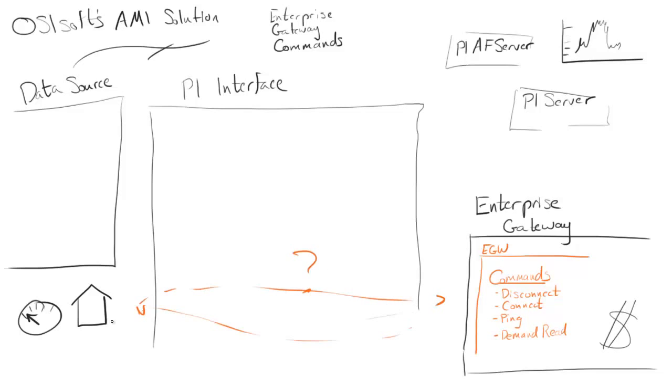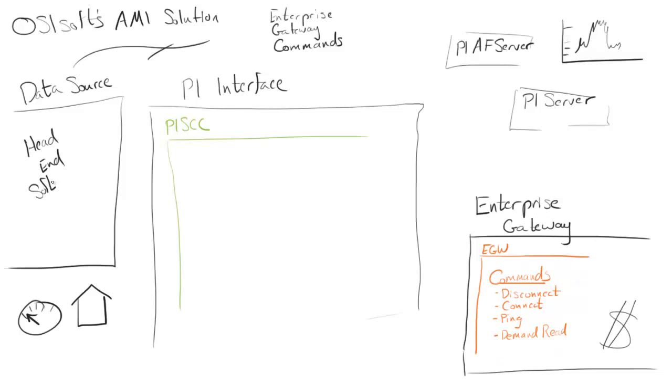And how does it do that? How does the route actually go through the Pi interface and the data source? So first off, we have the Pi SCC, the smart connector container. And we also have head-end software. So this could be a couple different other non-OSIsoft makers could make the head-end software.